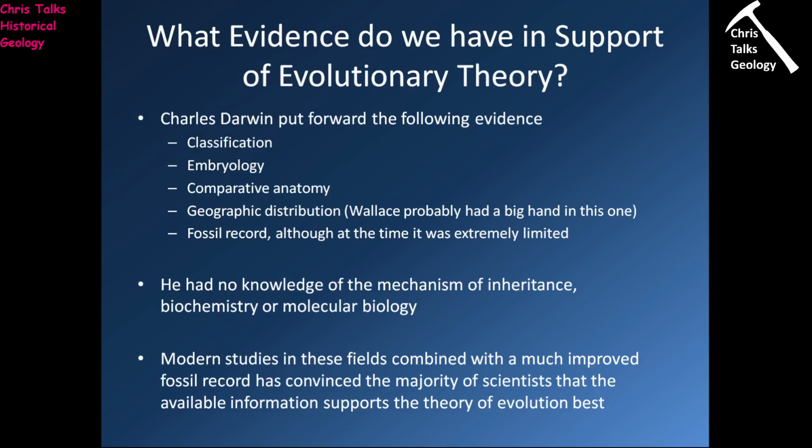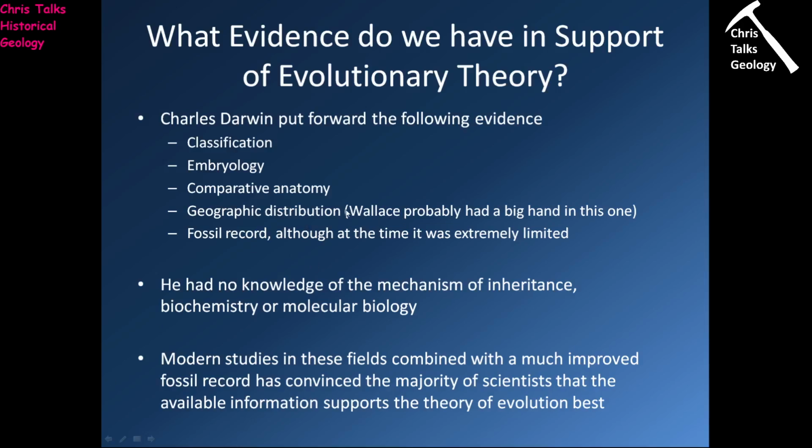So what evidence do we have in support of the evolutionary theory? Well, Charles Darwin put forward the following evidence. The first was classification, then embryology, comparative anatomy, geographic distribution.